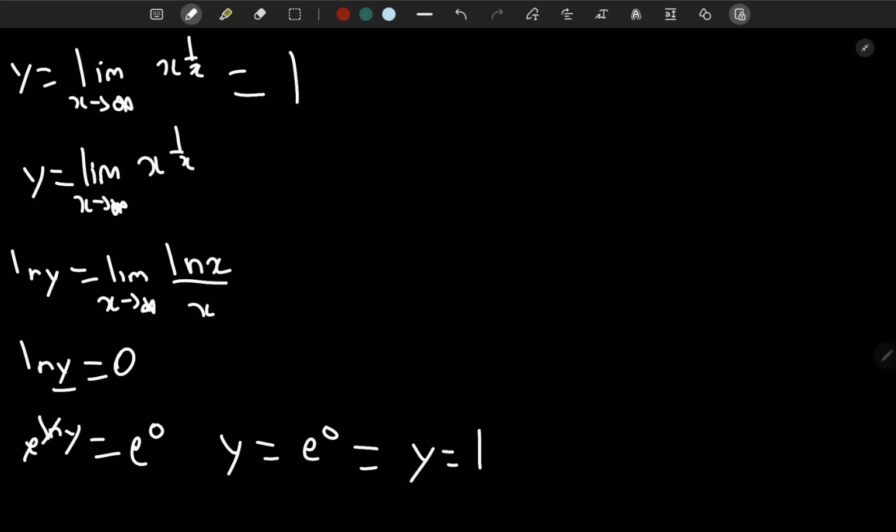Let's move on to our last example. So it is going to be the limit x is approaching 0, and we have 1 minus 3x to the power of 1 over x.